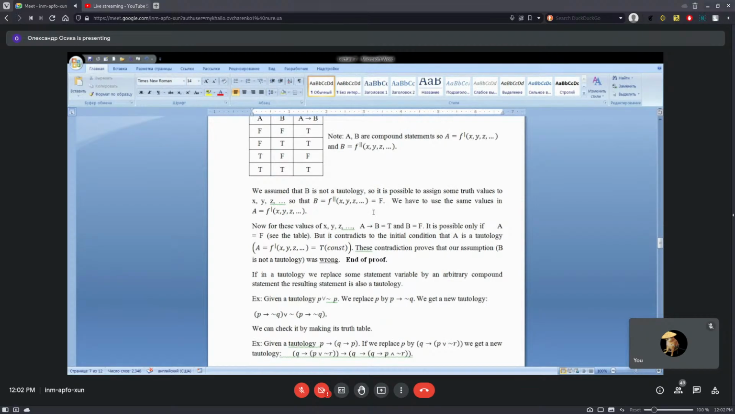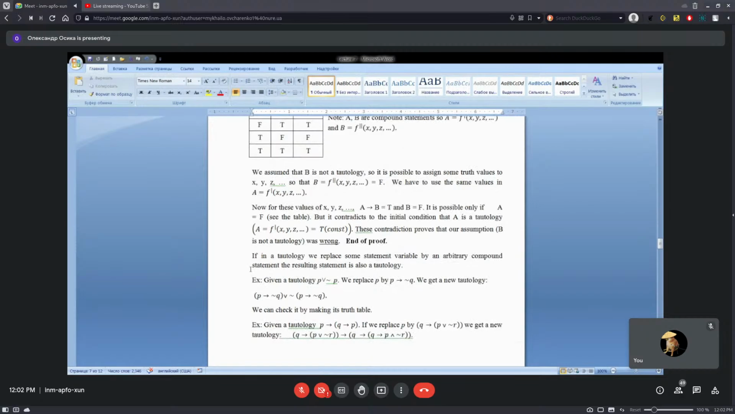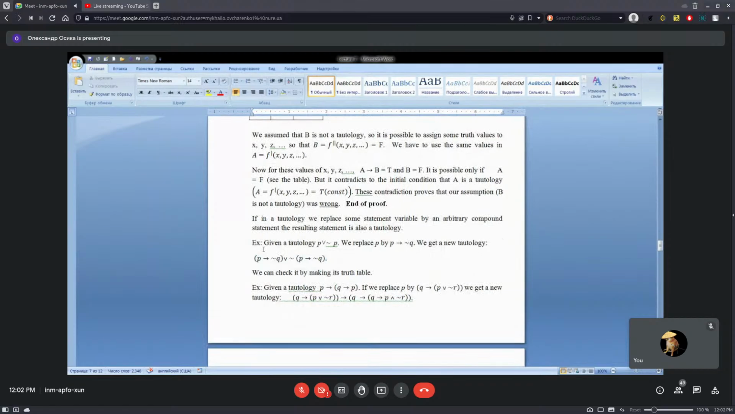Okay, you will see how we'll use it later in some proofs. If in a tautology we replace some statement variable like x by an arbitrary compound statement, then the resulting statement is also a tautology. Given P or not P, it is a tautology because it is always true. We replace variable P by P implies not Q. We get a new tautology: P implies not Q, or not (P implies not Q).